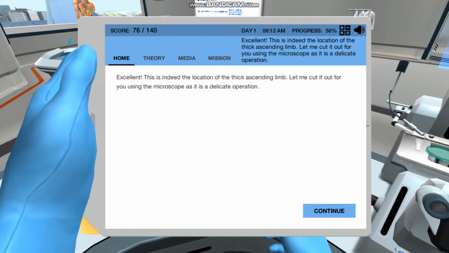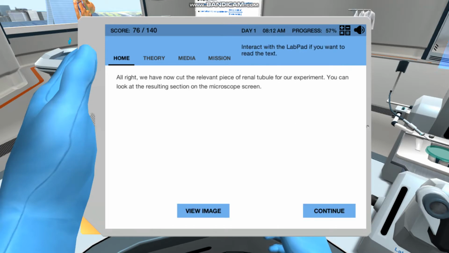Excellent. This is indeed the location of the thick ascending limb. Let me cut it out for you using the microscope, as it is a delicate operation. All right, we have now cut the relevant piece of renal tubule for our experiment. You can look at the resulting section on the microscope screen.